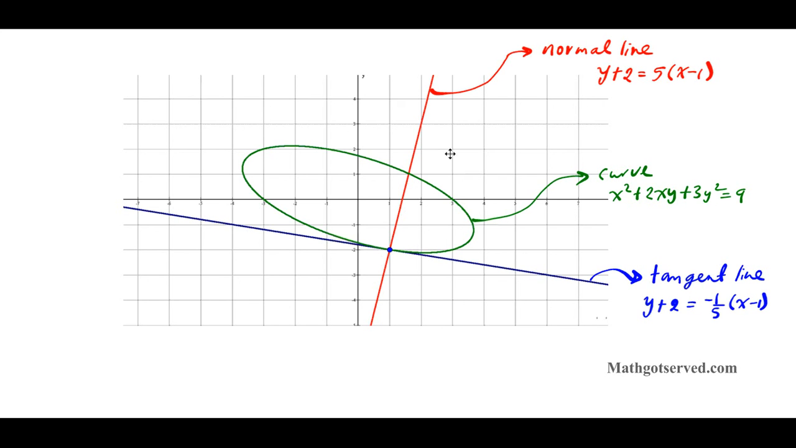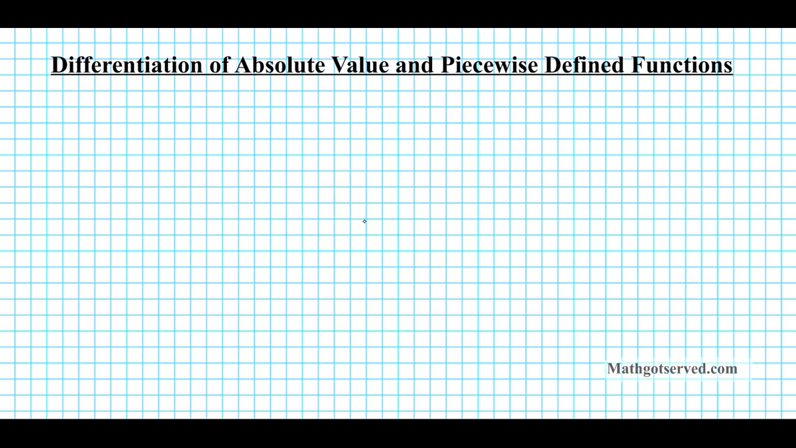So remember, your normal line is perpendicular to your tangent line. So the angle of separation between these two lines is 90 degrees. Alright, so this is basically a graphical representation that shows that our answer is in fact correct.